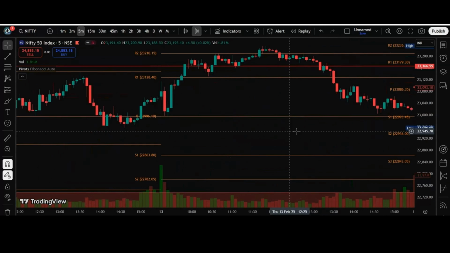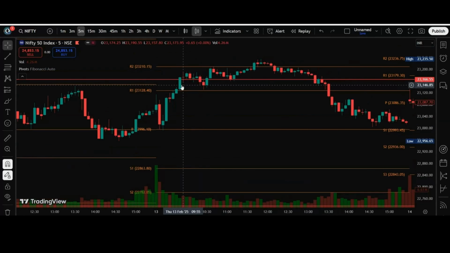So in this case, if you see this on 13 February, the first candle we will not do anything, second candle we will not do anything, third candle we won't do anything, fourth, fifth, and the sixth candle is when it has broken on the upside. The R1 is broken, and then we will enter the trade here.